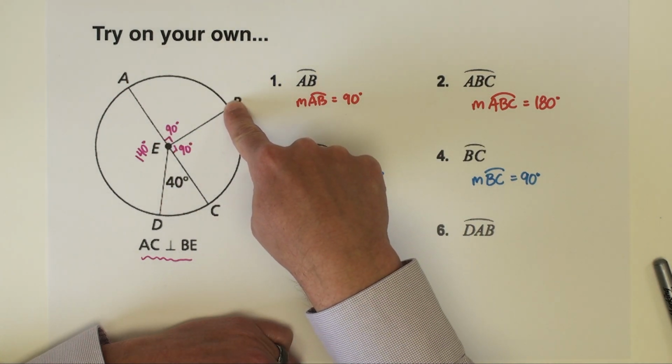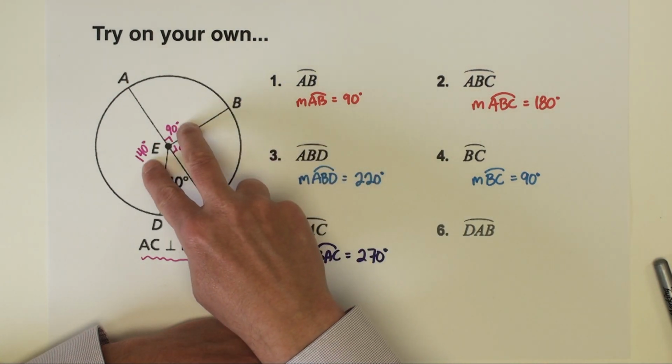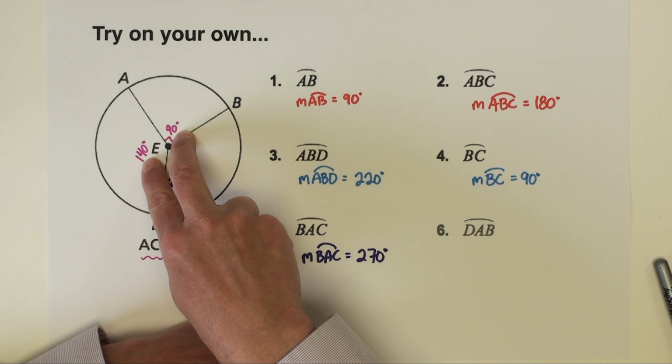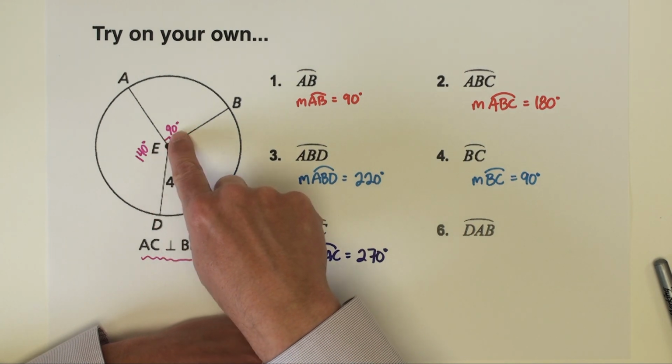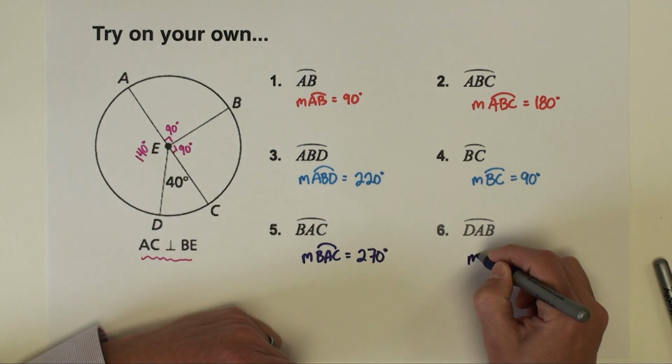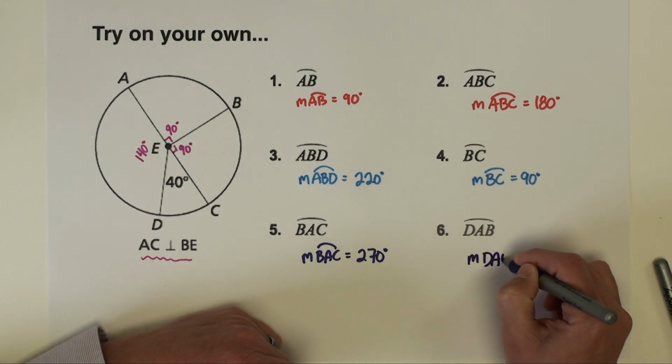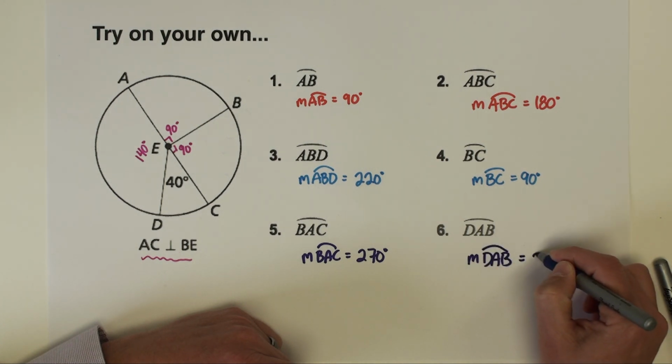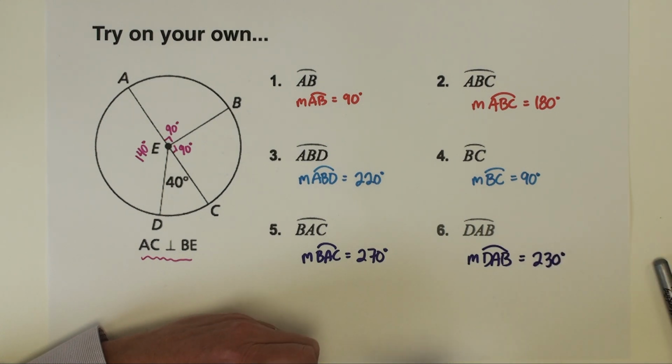Finally, arc DAB, so we're going to start at D, we're going to go through A, we're going to end at B. So that is the combination of these two central angles that are going to make that arc. So I want to do 140 plus 90. Measure of arc DAB is equal to 230 degrees.